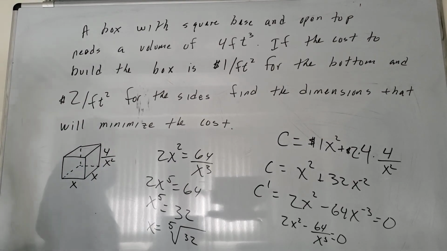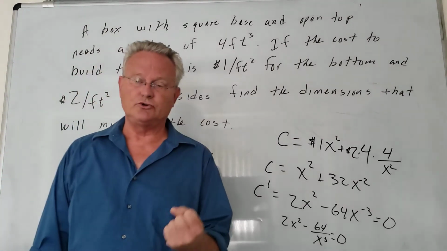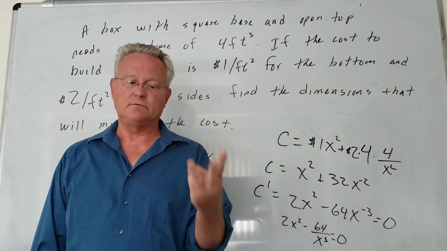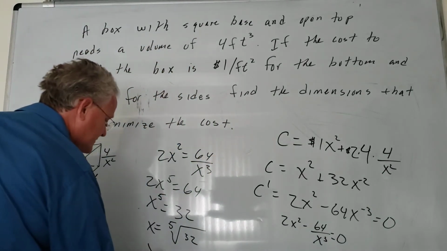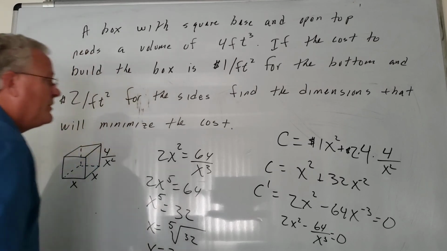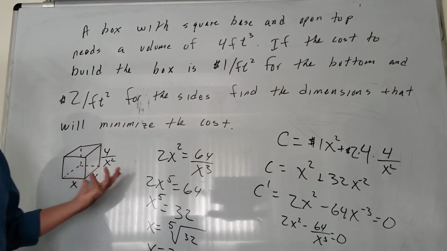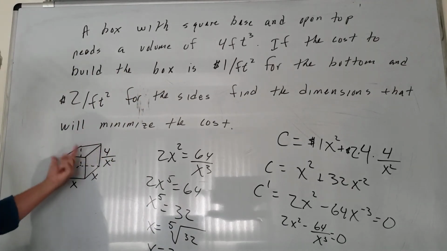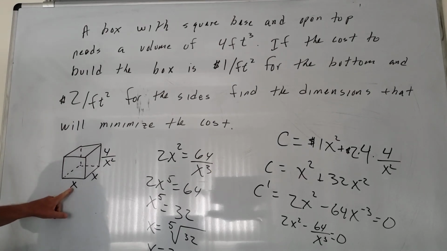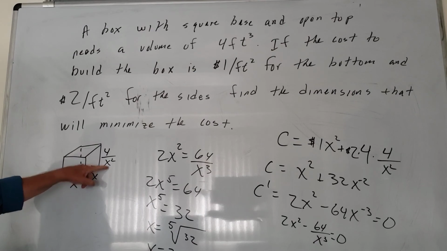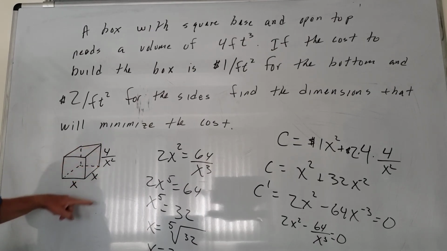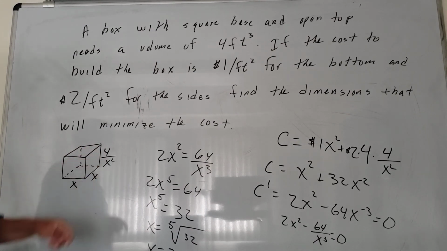And what is the fifth root of 32? Well, it's 2, because 2 times 2 is 4, times 2 is 8, times 2 is 16, times 2 is 32. So x is 2. So what are the dimensions that minimize the cost of this container? The dimensions are 2 by 2, and 4 over 2 squared is 1. So 4 over 4 is 1. So the dimensions are 2 by 2 by 1, and that will minimize the cost of making this particular container.